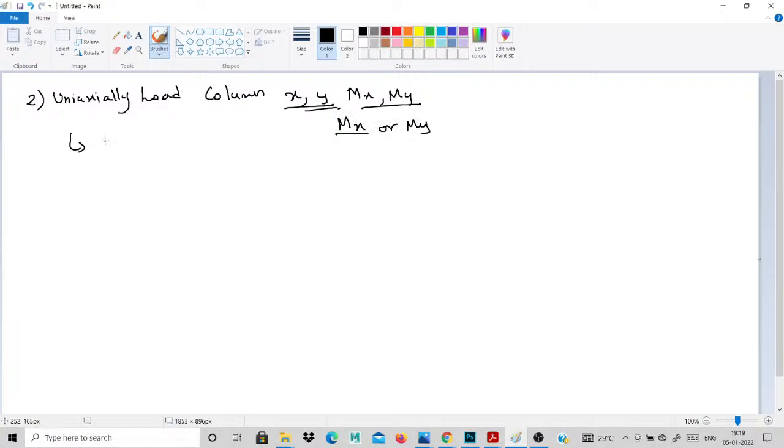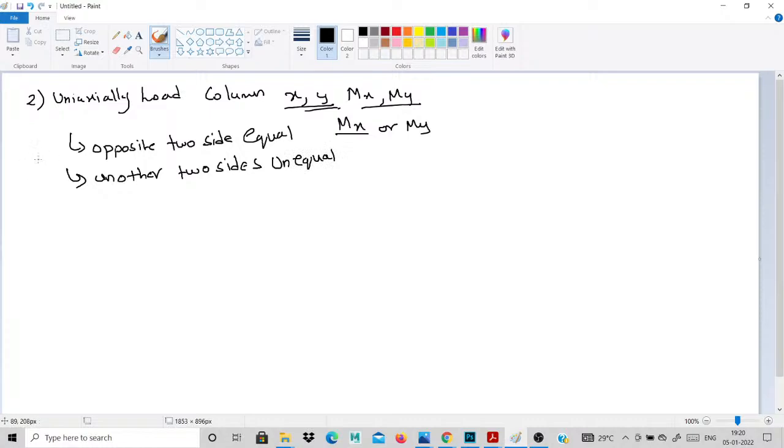I will tell about the first point. How to identify your uniaxially loaded column: the opposite two sides are equal. That is the first condition. The other two sides, the another two sides, are unequal. That is the main important point for uniaxial loaded columns.